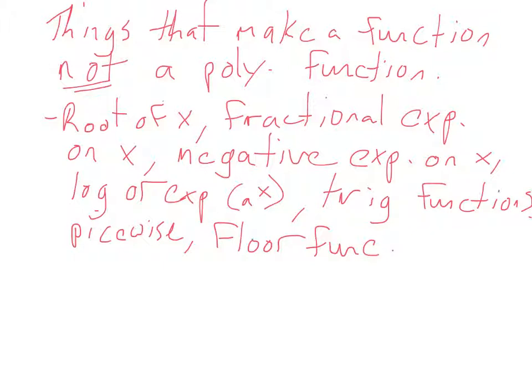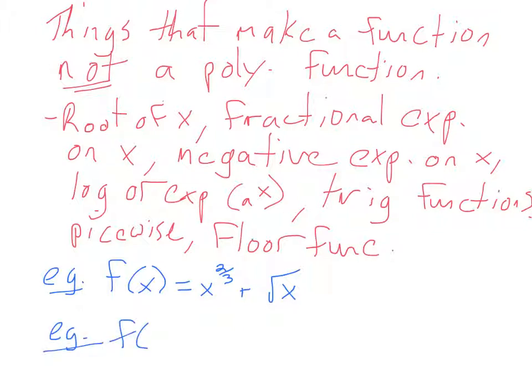So examples of that would be like the function f of x equals x to the 2/3 plus square root of x. That's not a polynomial function because we have fractional exponents, we have roots, and those aren't polynomials. Another example of a function that's not a polynomial function is like 1 over x, maybe plus 3. The reciprocal function is not a polynomial function.